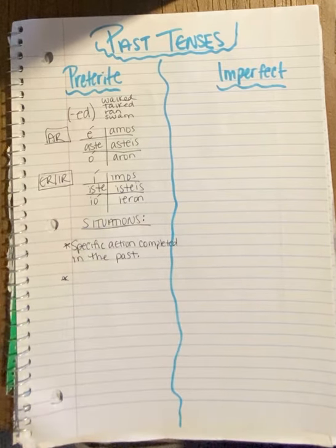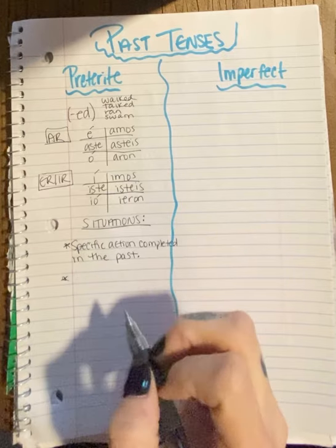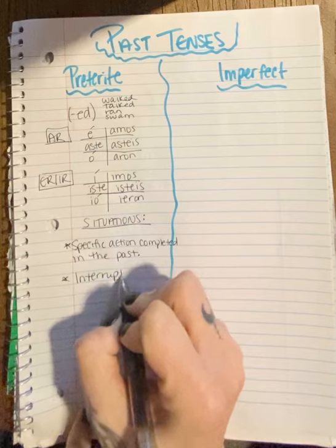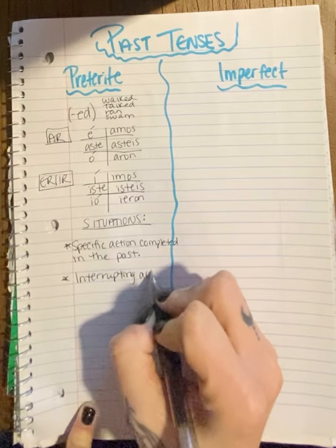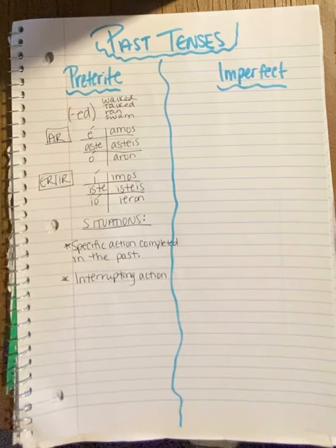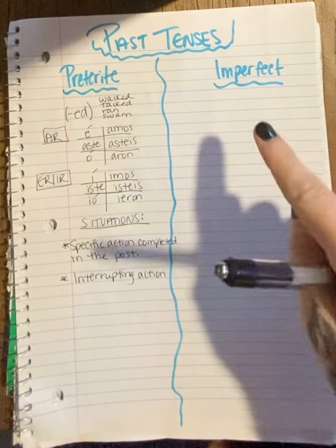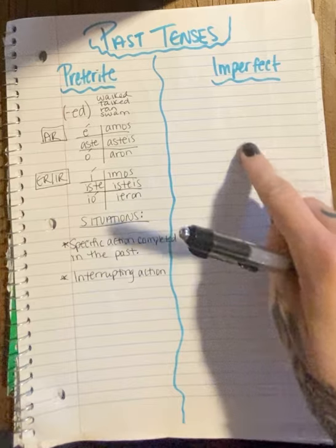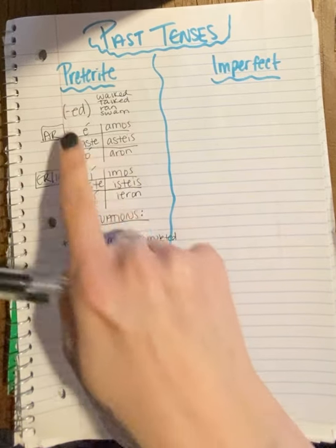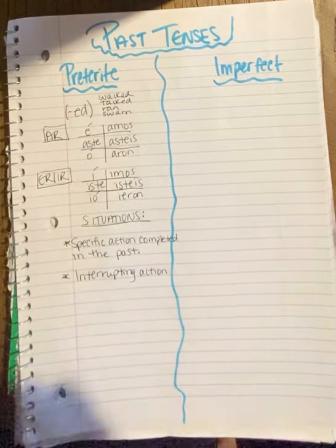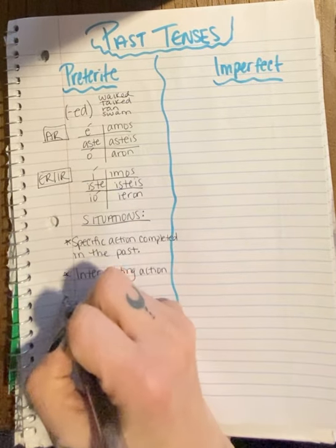Another situation in which we would use the preterite tense is if the action interrupts something that was going on. So I'm going to write down interrupting action. And guess what? More times than not, it's interrupting an imperfect activity. I was walking when I tripped. Tripped would be preterite tense. The tripping interrupted me walking. That's what we call interrupting action.